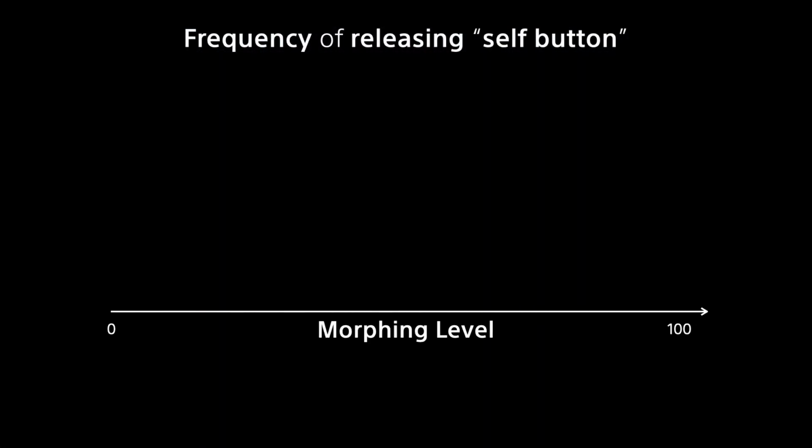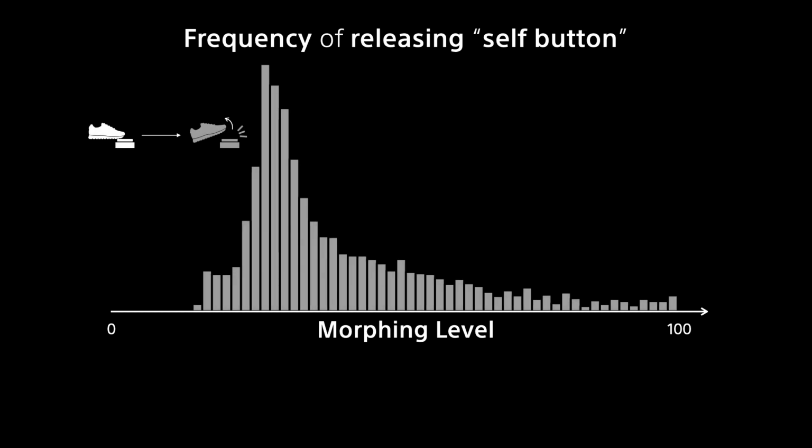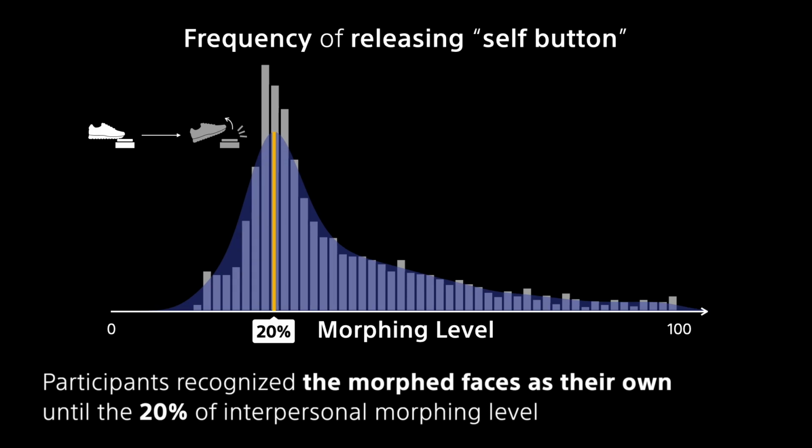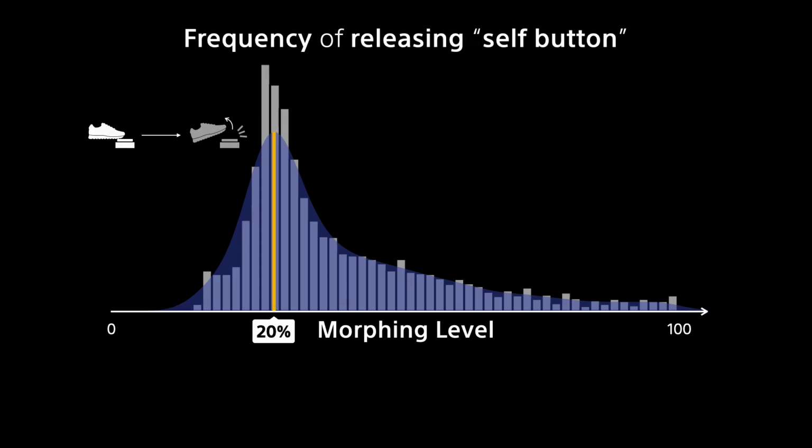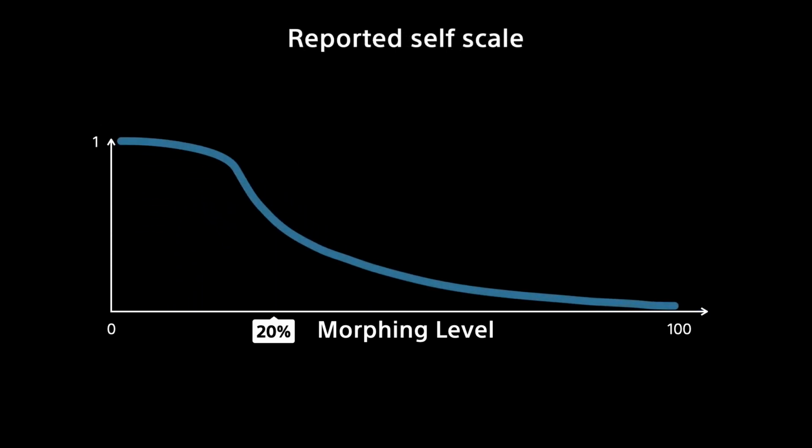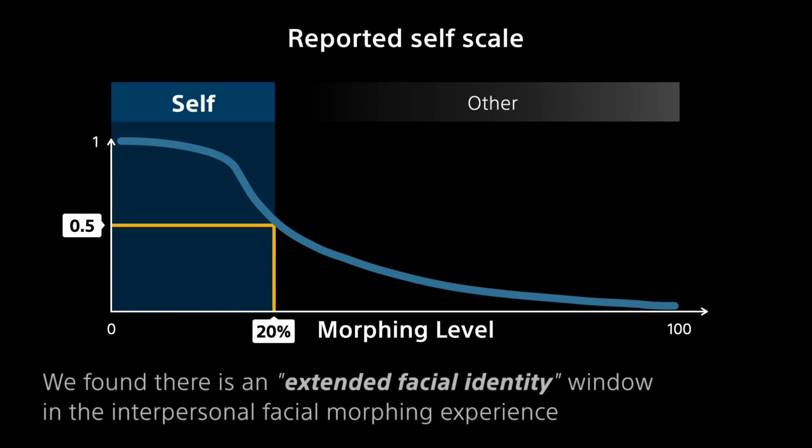And here's a result of the histogram of the frequency of releasing the self button. The X-axis represents morphing level from 0 to 100%. 0% means completely self-image, while 100% means completely partner's image. It was measured that the participants recognized the morphed faces as their own until 20% of the interpersonal morphing level. So, what does this mean? This means that there's an extended window in the interpersonal facial morphing experience.